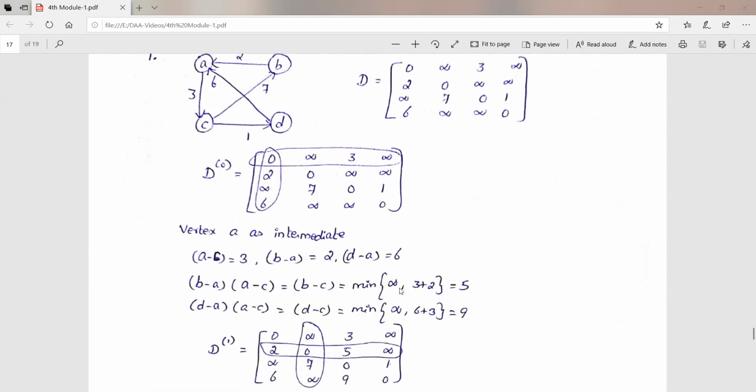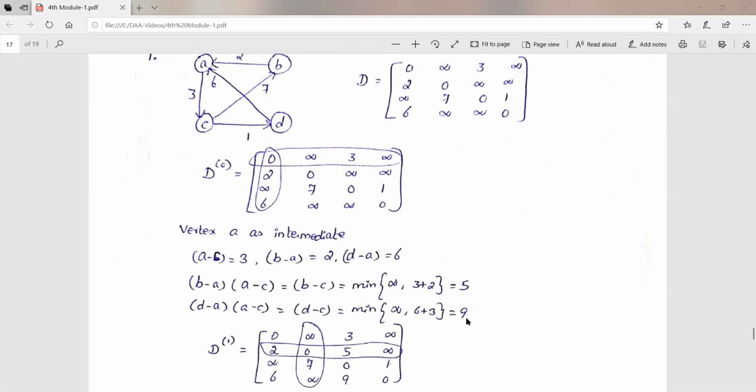So minimum of infinity comma 5, we are having the value 5. Okay. So same way we can do it for D to C. So D to C, we are having the value infinity, that is the direct ij. And then we have to take the value using the intermediate vertex, that is DA value will be 6. So AC value will be 3. So total value we are having 9. Okay. So here infinity comma 9, we are having the value 9.